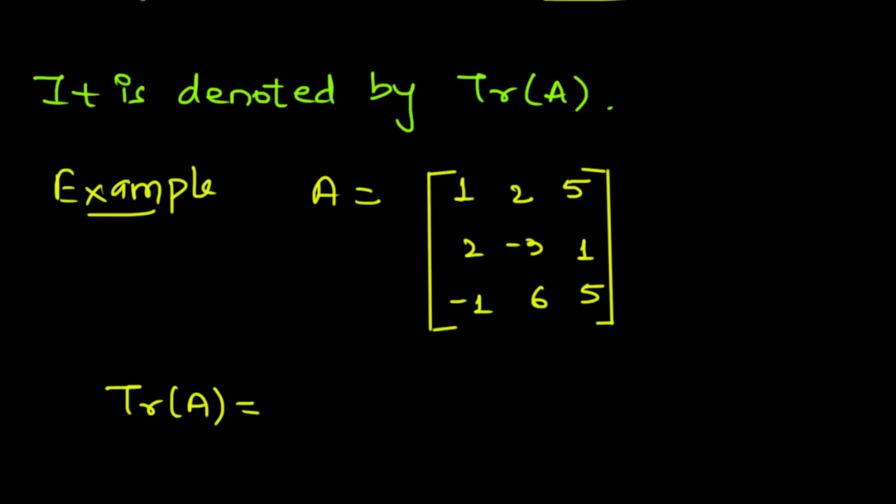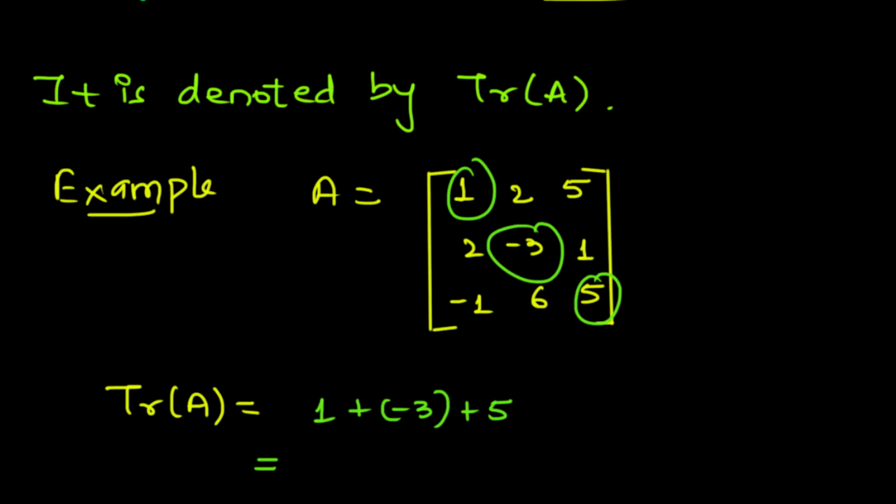Let's see one example to make it more clear. So we have A as 1, 2, 5, 2, minus 3, 1, minus 1, 6 and 5. The trace of the matrix will be the sum of the elements lying along the principal diagonal. So 1, minus 3 and 5 are the elements lying along the principal diagonal. So trace of A will be 1 plus minus 3 plus 5. 1 minus 3 is minus 2, plus 5, which equals 3.